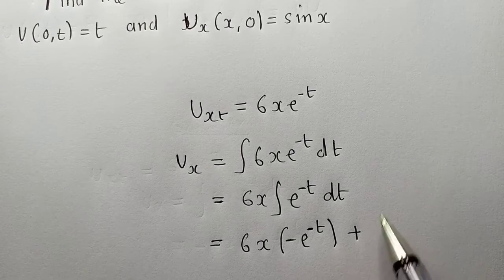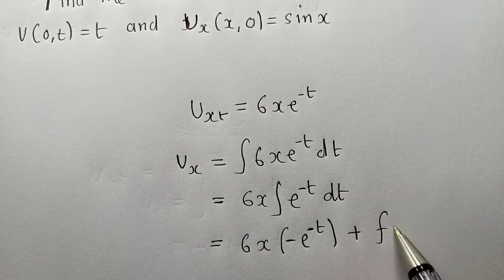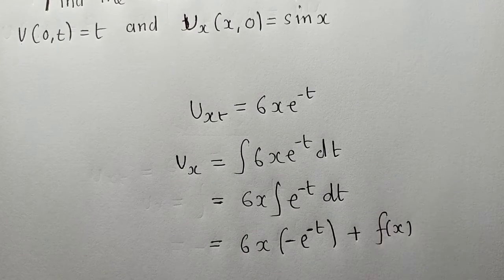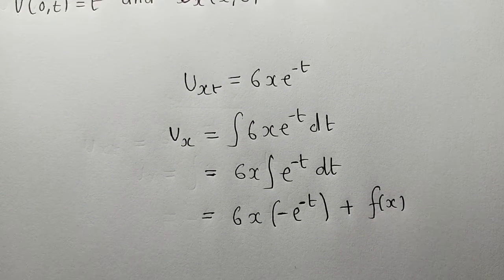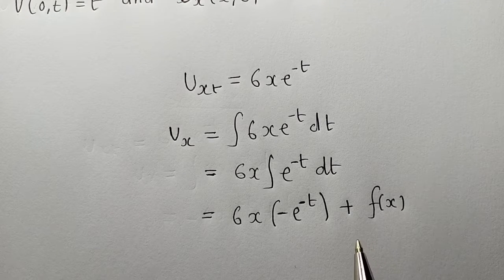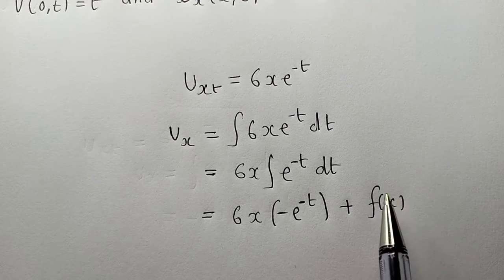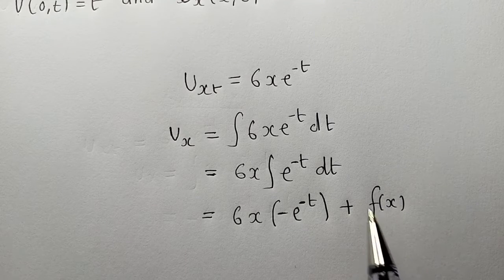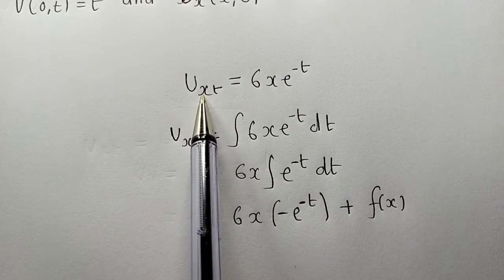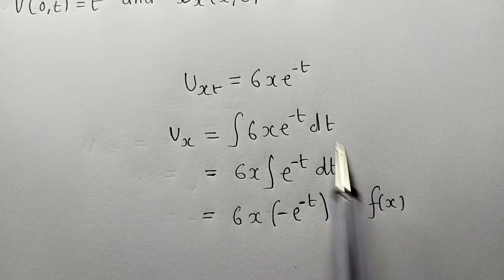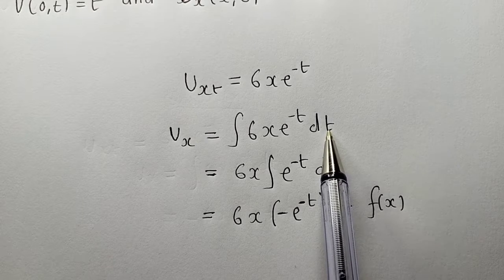So we don't know this constant. It must be some function. When you're dealing with normal integrals, we put a constant c, but for partial differential equations we put a function. So it will be f of x. X is coming from here. The reason we put x is that we are respecting t here.